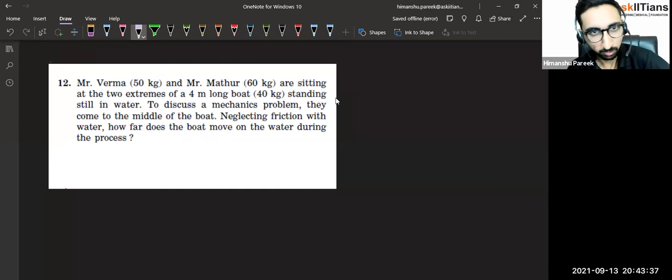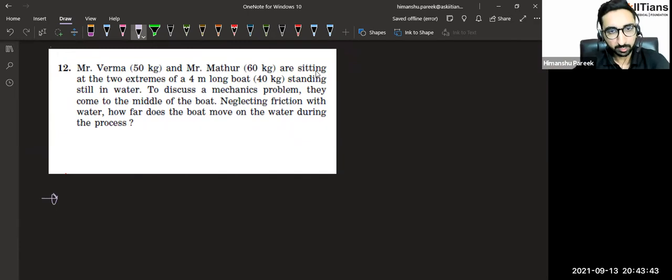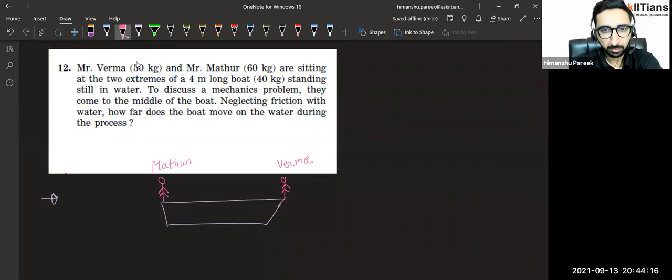So now, first of all, we'll draw a diagram. Let's suppose this is the initial position or initial situation. Let's suppose Mr. Mathur is standing here. And the other person, Mr. Verma, is standing here. Now you see one thing. Mass of the boat is also given to you. Correct? And the length of the boat is also given to you. It's 4 meter.